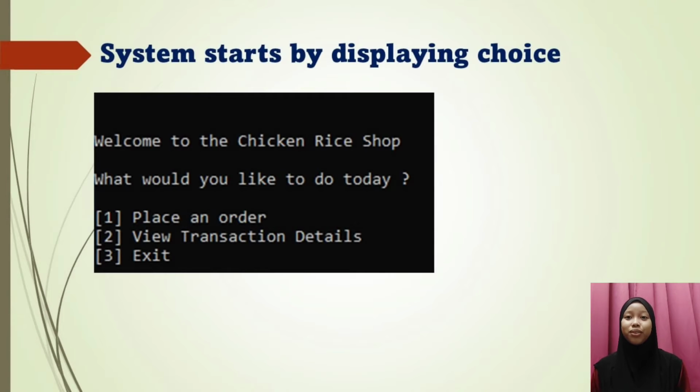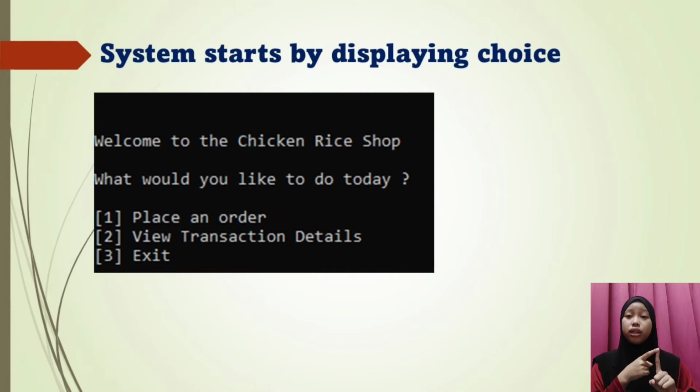Hello, I am Pasihah. Today I'm going to explain about displaying choice and menu. When the user first enters the system, a choice will be displayed for what they want to do. They will be given 3 choices, which is place an order, the second one is view transaction details, and the third one is exit system.